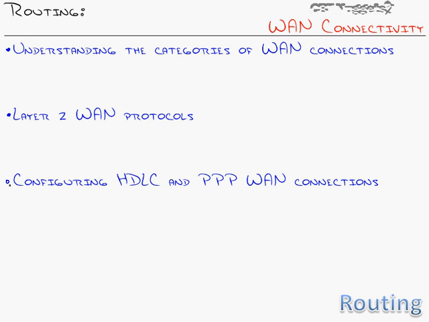Finally, we looked at HDLC and PPP WAN connections and configured them and verified that they were running by using the show interface commands and seeing what happens when we have a mismatch between those. All of that goes into configuring those WAN connections.